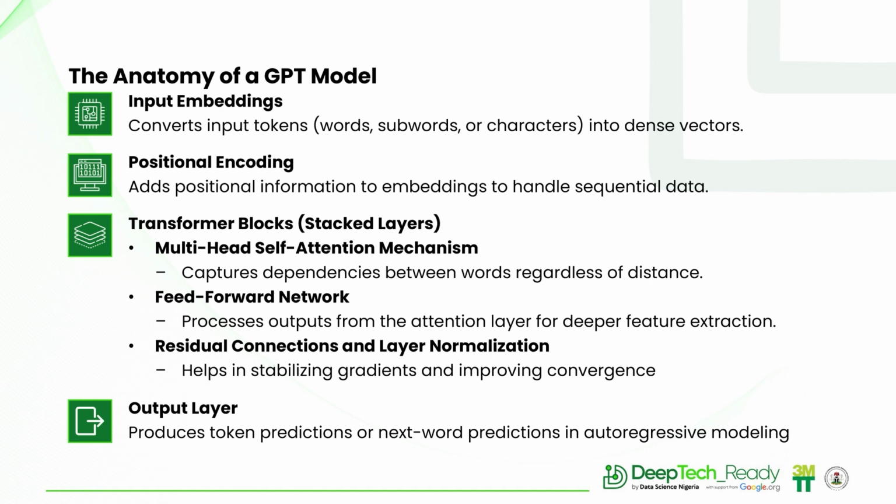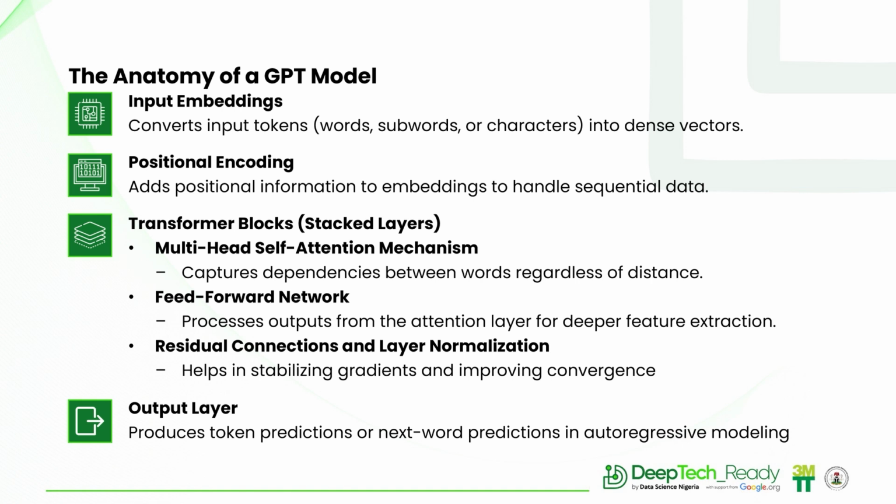Finally, the output layer generates the model's prediction. For autoregressive models like GPT, this could be predicting the next word or token in a sequence based on the previous context. And this architecture, with its attention mechanisms as well as the deeper layers, is what gives GPT its ability to generate coherent and contextually aware text.